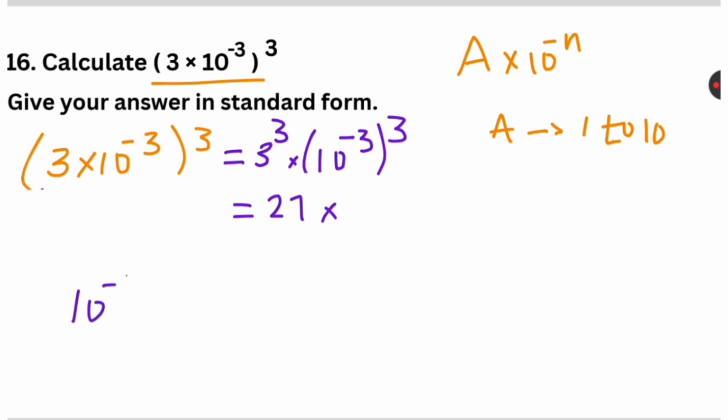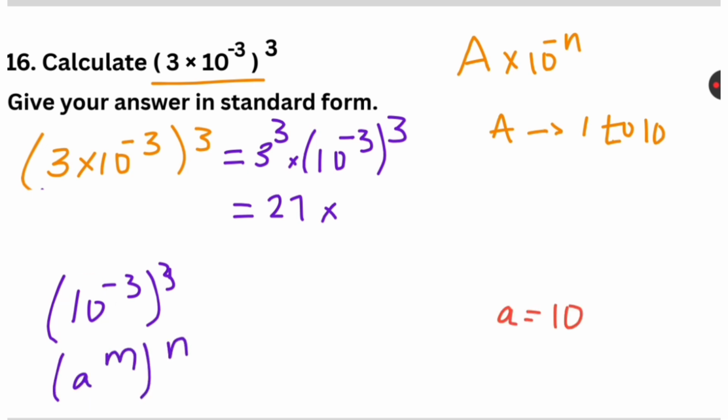So let's take that. Now observe here, it is in the form of a raised to power of m, whole raised to power of n. So here a is 10, m is minus 3 and n is 3. What is the formula for a raised to power of m, whole raised to power of n? The formula is a raised to power of mn.